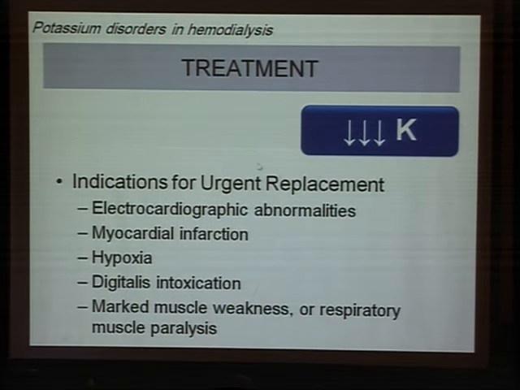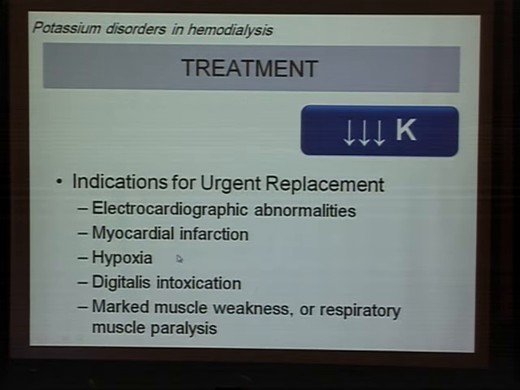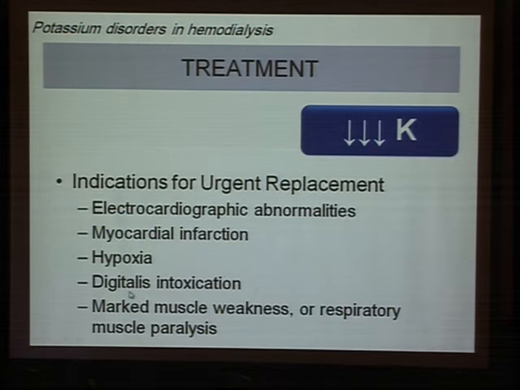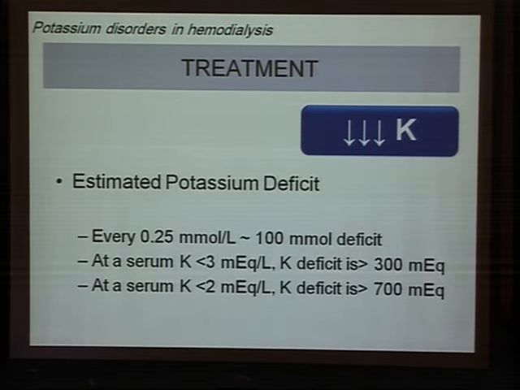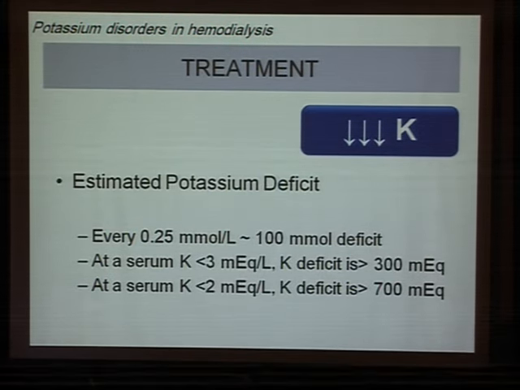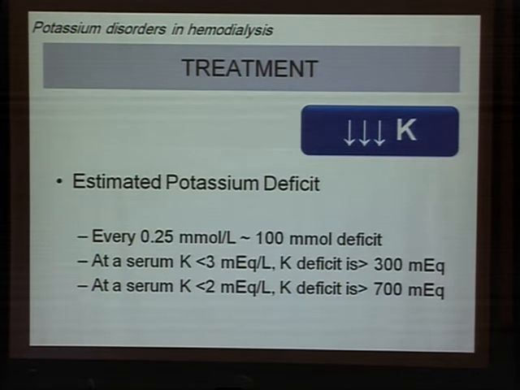So what are the indications of urgent replacement? ECG changes, myocardial infarction, situations with hypoxia, digitalis intoxication, because hypokalemia increases digitalis intoxication, and muscle paralysis. And remember that just 1/4 potassium level below normal means a very big deficit, because potassium is basically intracellular. So if extracellular level decreases, this means that you have enormous losses.